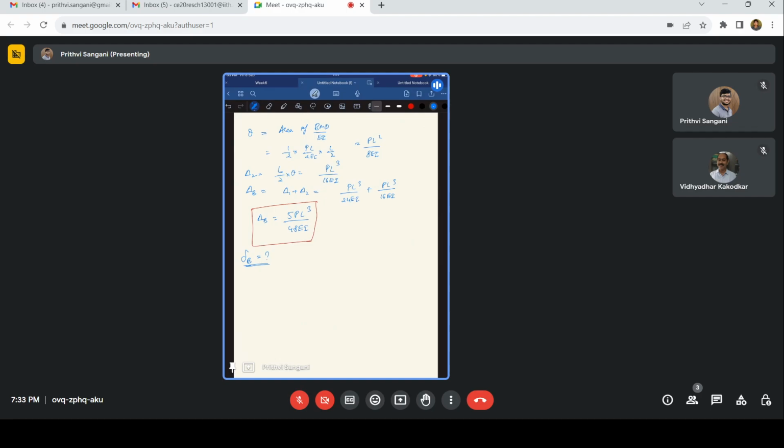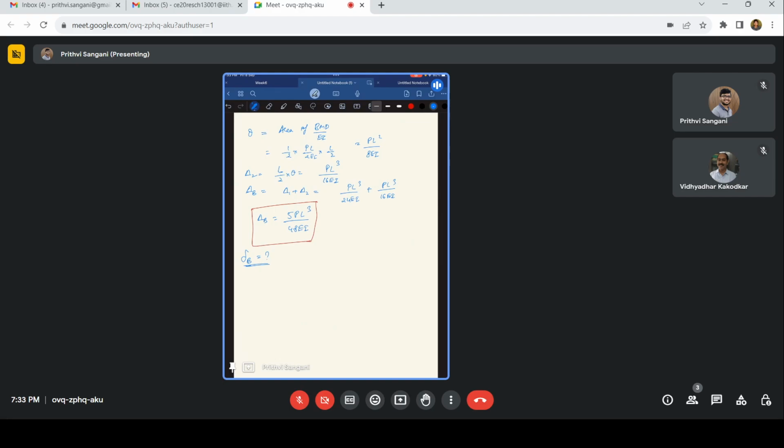In addition, we have the equilibrium equations: force Fy equal to 0, and moment M equal to 0. This is the third equation, this is the fourth equation. Four equations, four unknowns. We can solve it. So let me start solving the question.